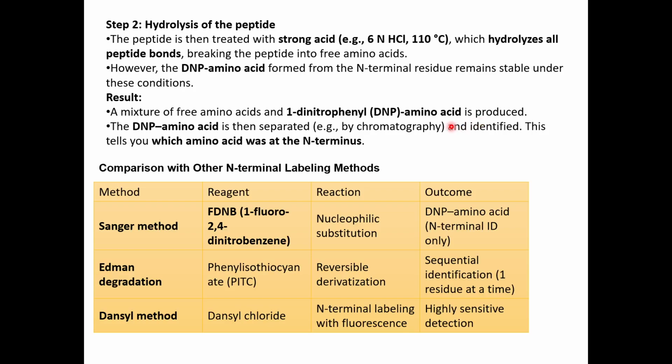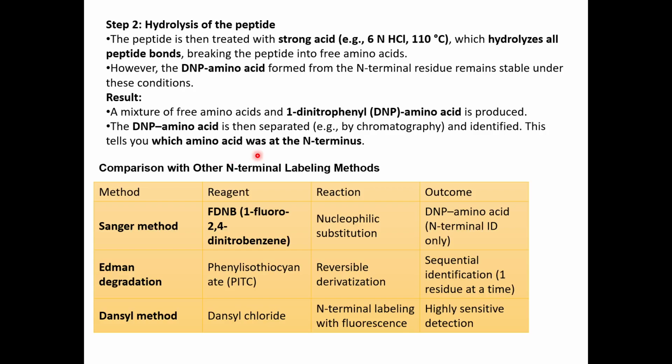So, in the previous method, we had one amino acid derivative, and then we had a peptide chain that is N minus 1. But here we have a mixture of free amino acids because all the amino acids in the peptide are broken into free forms. So, therefore, we have the DNP amino acid that is separated, which can be done using chromatography, and that will be identified. Then this tells you which amino acid was at the N terminus. So even though we have all free amino acids in the sample here, we can only know about the first amino acid at the N terminus.